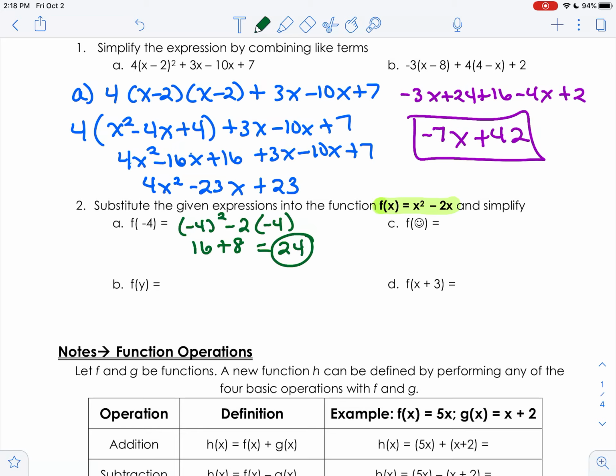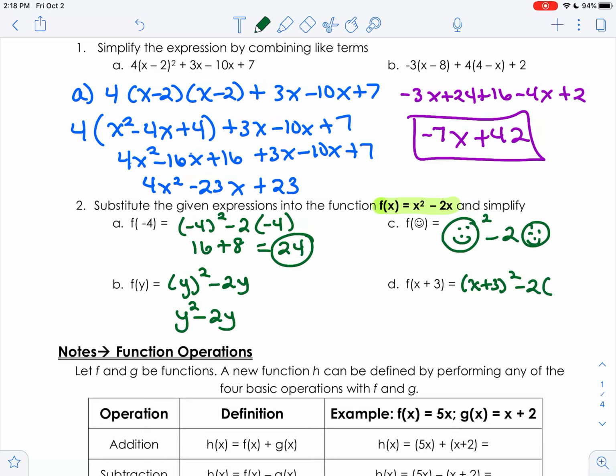For part B, we have to just plug in a y wherever we see x. So that seems a little tricky, but it's actually not that bad. So it's going to be y squared minus 2y, or just y squared minus 2y without the parentheses. Okay. If we want to sub in a smiley face, we can, like in part C. So that's going to be smiley face squared minus 2 smiley face.